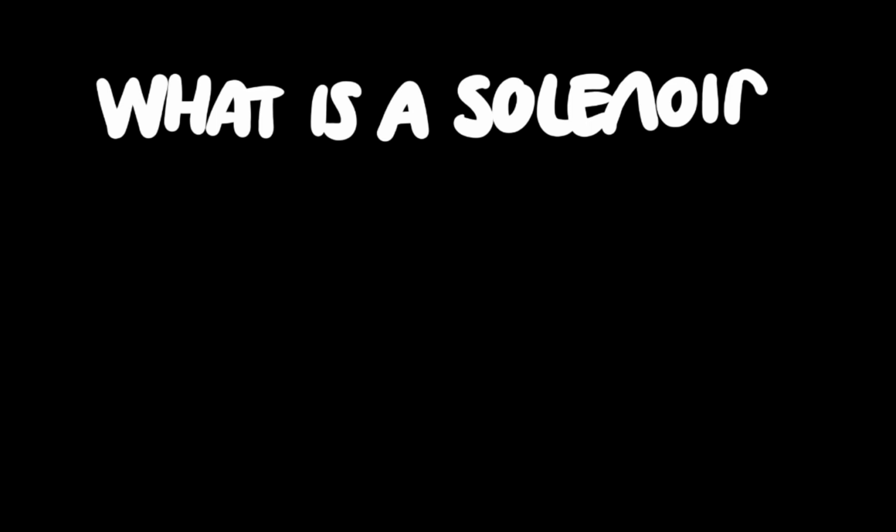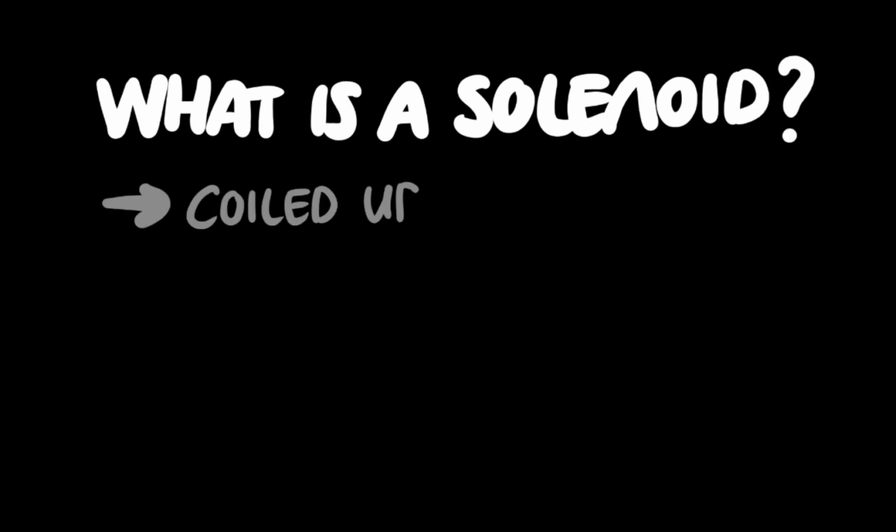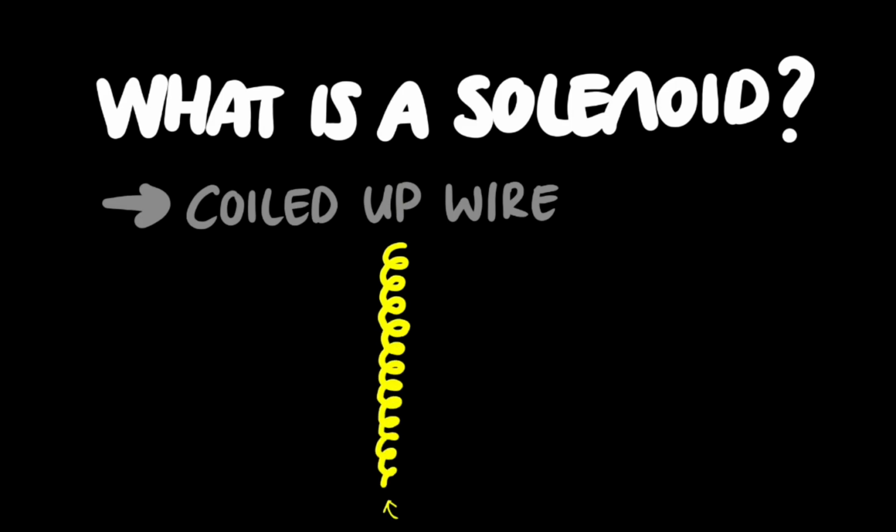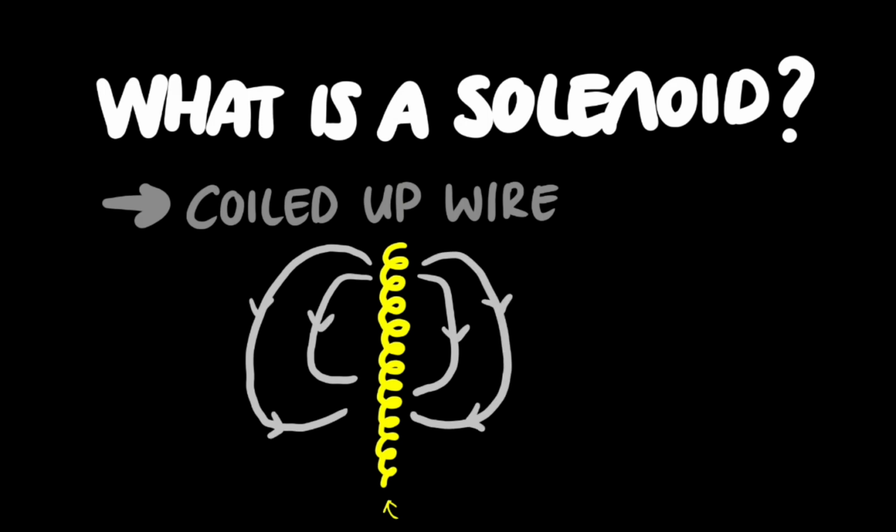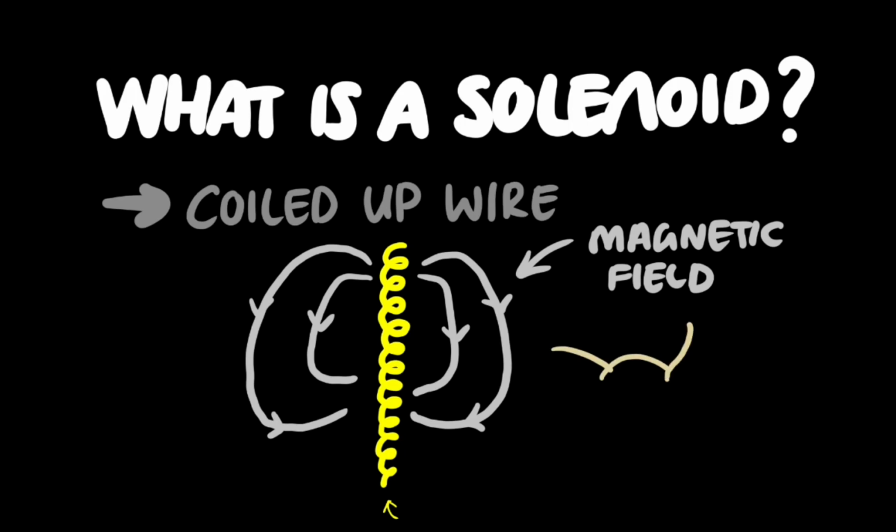What is a solenoid? A solenoid is essentially a coiled up wire, and when current flows, the magnetic field created is similar to that of a bar magnet, which we were looking at just before. And as you can imagine, it creates a much stronger magnetic field than a single uncoiled wire would, because the wire is coiled.